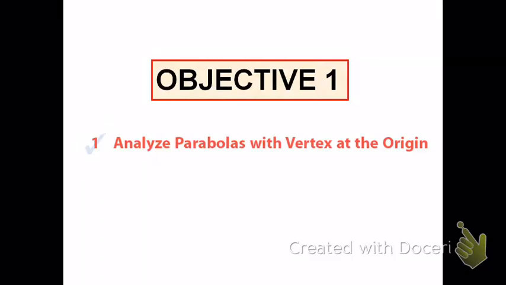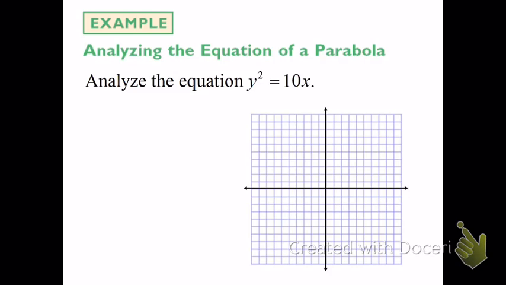This is the second video where we're analyzing parabolas with the vertex at the origin. So when they want us to analyze in the book, analyze the equation of a parabola, what they want us to do is find the key features or locate the key features of the parabola and also graph it.